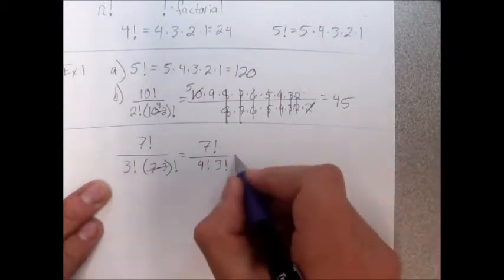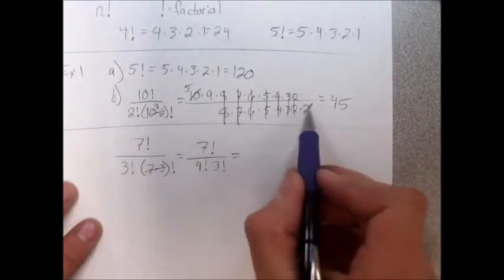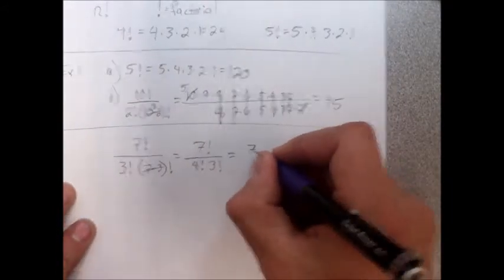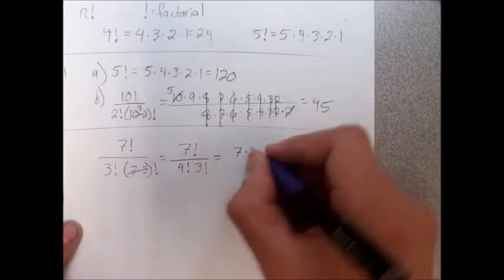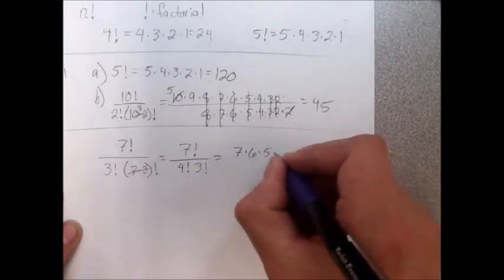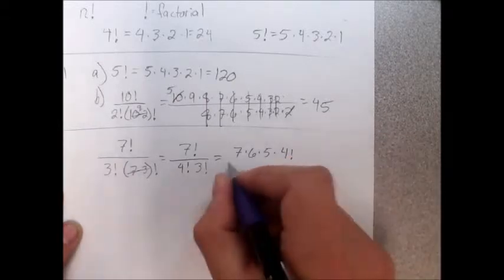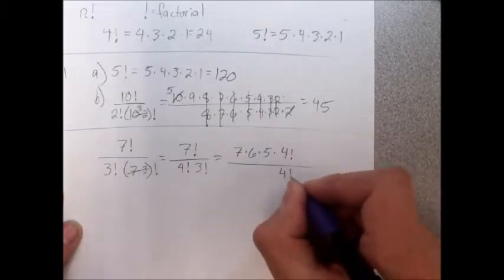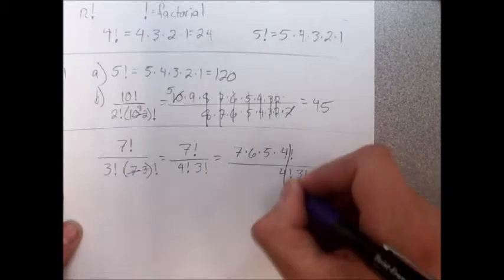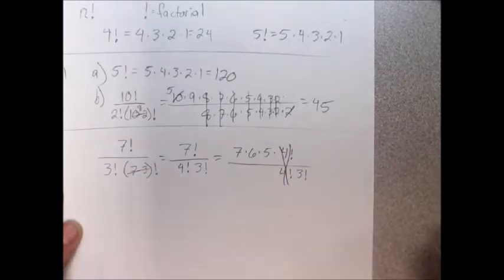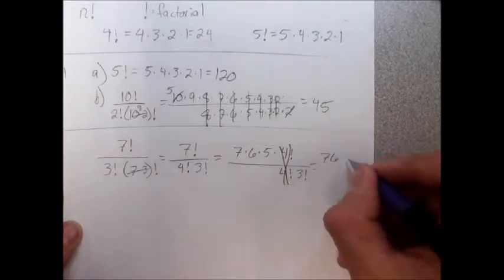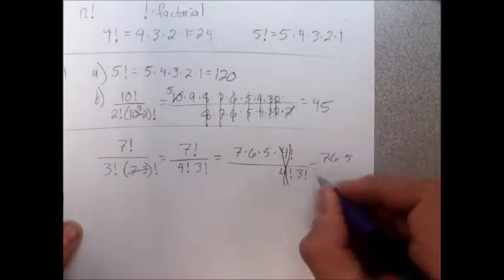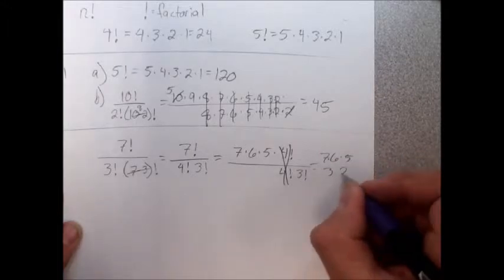To shorten the amount of stuff I have to write, I would expand my 7 factorial all the way down to the biggest number I see on the bottom. So it'd be 7 times 6 times 5, and then I just write 4 factorial. Because I have a 4 factorial already, that would eliminate the 4 factorial. I wouldn't have to write as much. However, I still have 3 factorial that needs to be rewritten. So I have 7 times 6 times 5, and then I have 3 times 2 on the bottom.